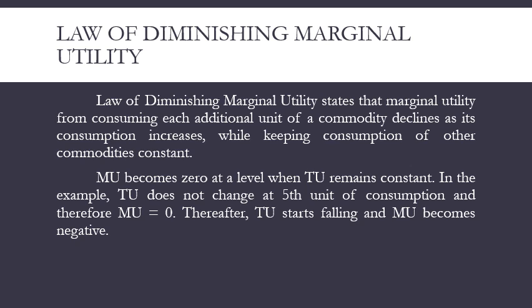This law is applicable in almost all normal cases, I mean normal goods and normal consumers. And here we can see a relation: when the MU becomes 0, the total utility is constant and at its maximum level. And the TU, that means the total utility, will start to decline when the MU is negative.